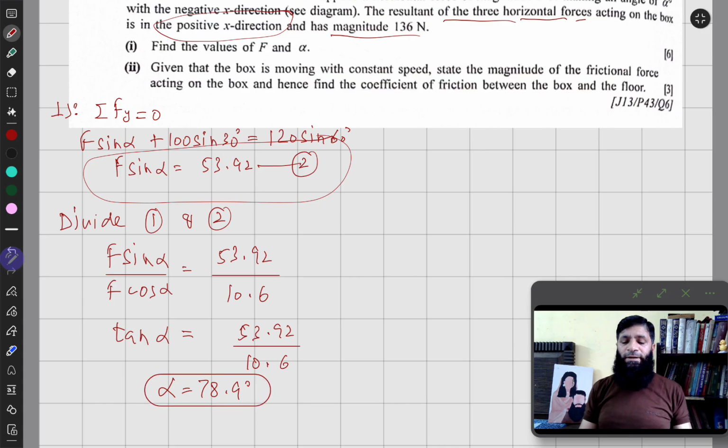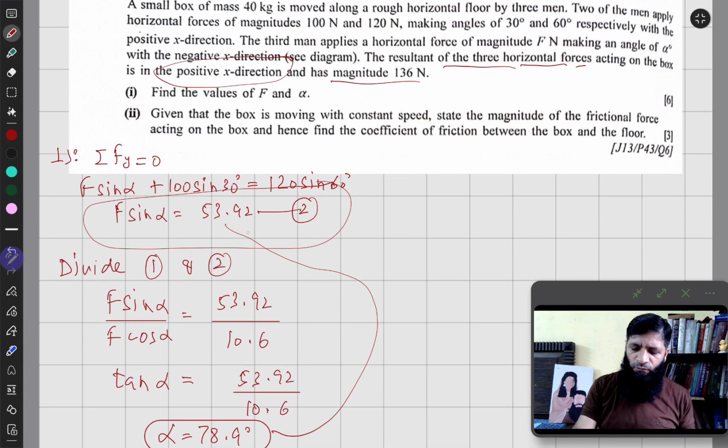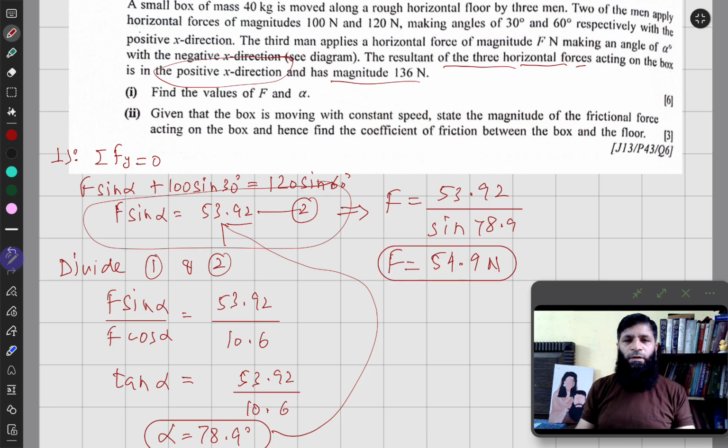Now you are supposed to find F, so you can substitute this value of alpha over here or in equation 1. This will give you F is equal to 53.92 divided by sin alpha. Alpha is 78.9. So if you simplify this, you will get F is equal to 54.9 newtons. So this will be the value of F.